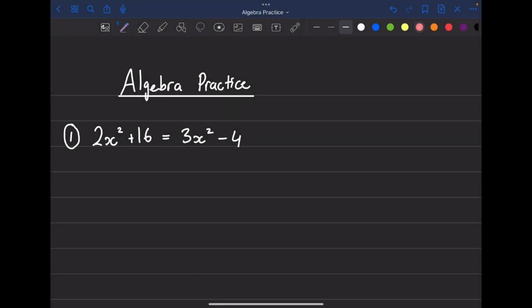Hey, so this time we're going to be working on a few algebra problems. Some of them might be easy, some of them might be hard. It really just depends on how much you already know.